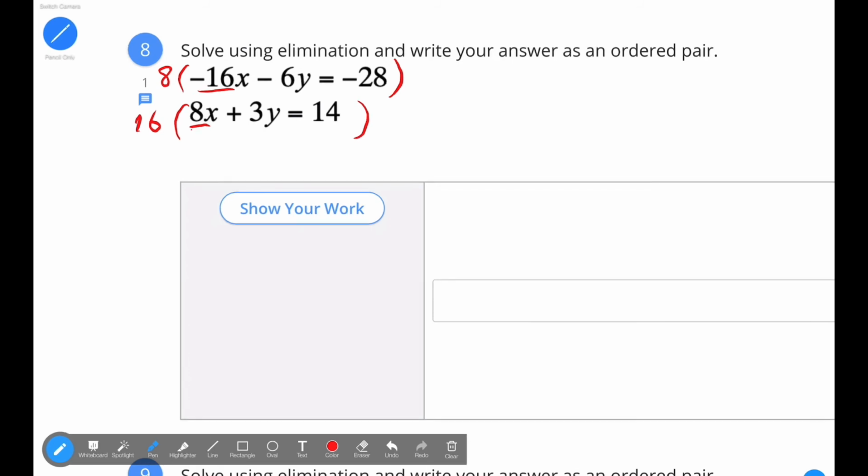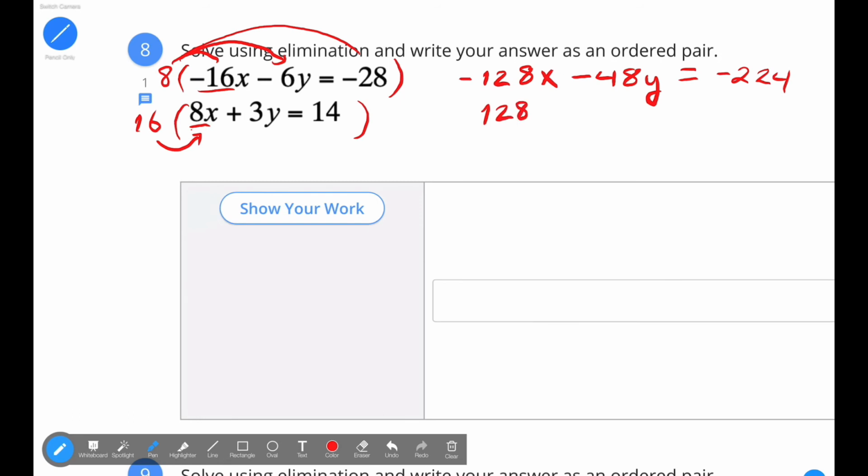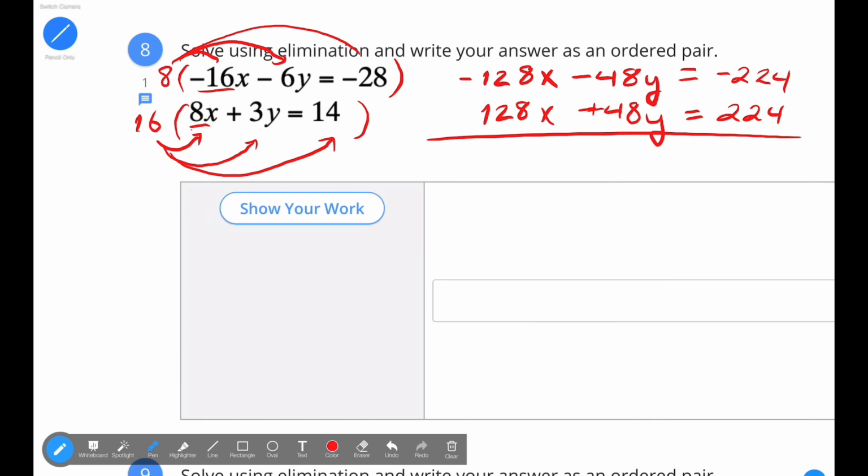So we have 8 times a negative 16. That would be negative 128x, and then 8 times a negative 6 is a negative 48y. 8 times a negative 28, that's a negative 224. Then we do the same in the bottom. We have a negative already. This is going to give us a positive. So 16 times 8, that's 128x. 16 times 3, that's a positive 48y. 16 times 14, that's 224.